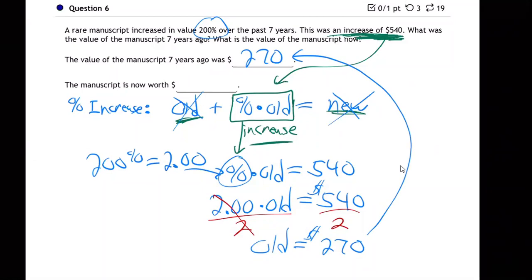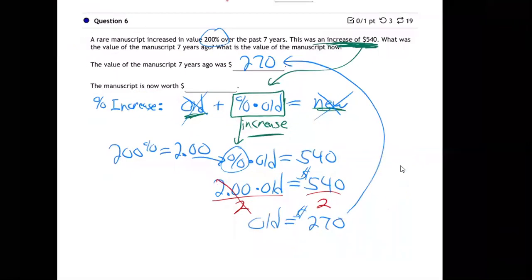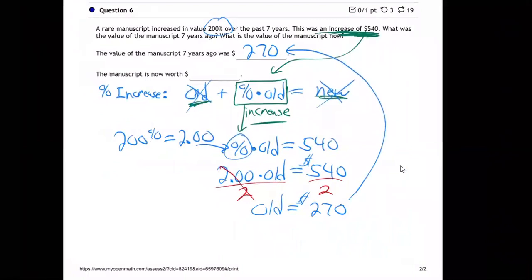And now we want to get what the manuscript is now worth. So how are we going to find what the manuscript is now worth? Well, we can go back to this formula. It's a 200% increase. So we can say, okay, back to that formula. And I'm going to do it down here.